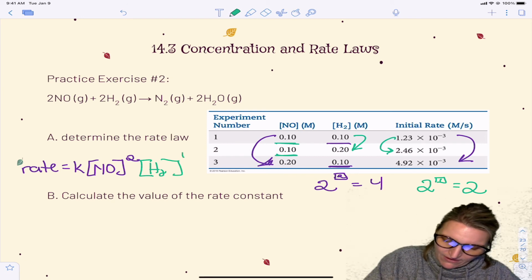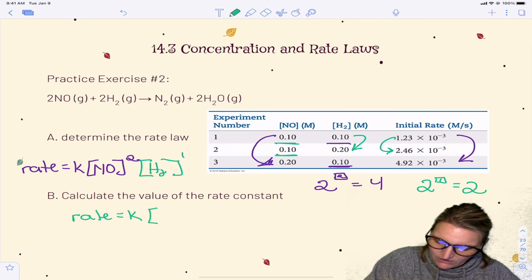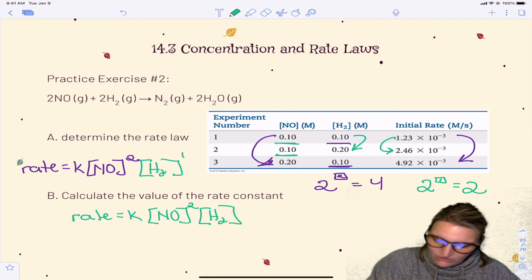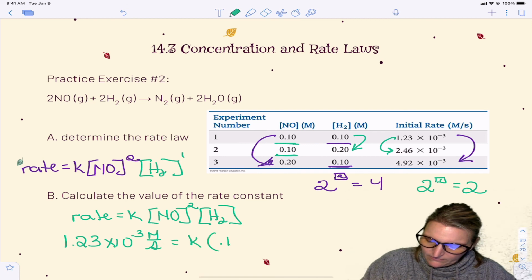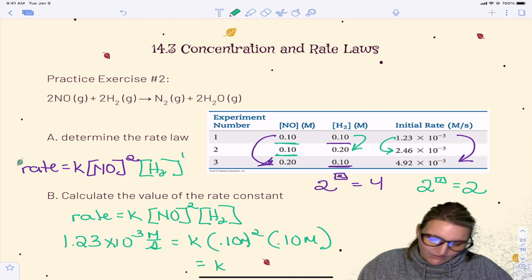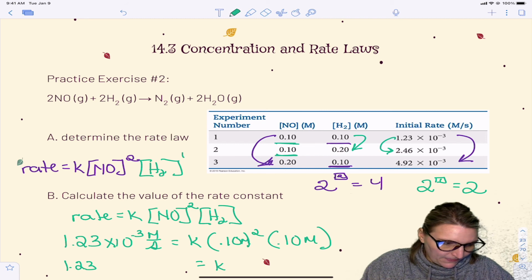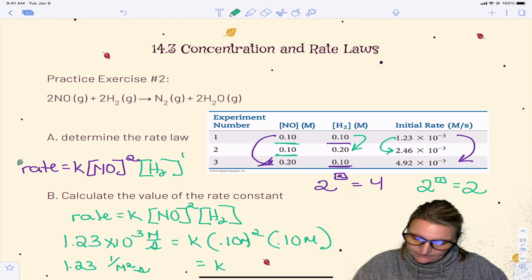Now, calculate the value of the rate constant. Rate equals K times the concentration of the NO squared times the concentration of H2. I'll just use the first experiment. If I do this out, I get 1.23, and the units are 1 over molarity squared times seconds for K.